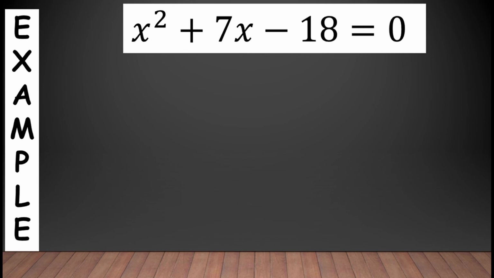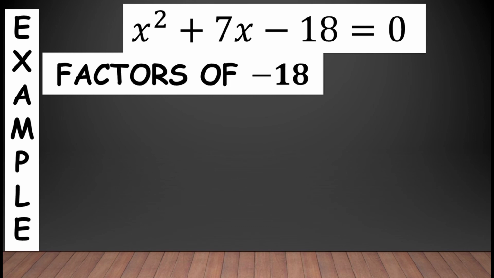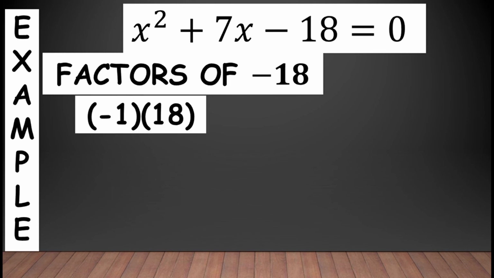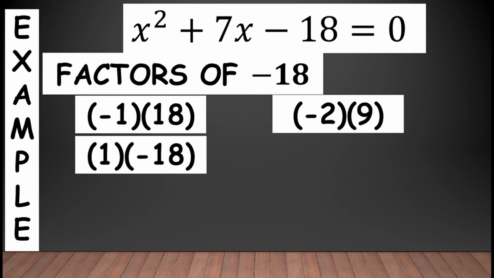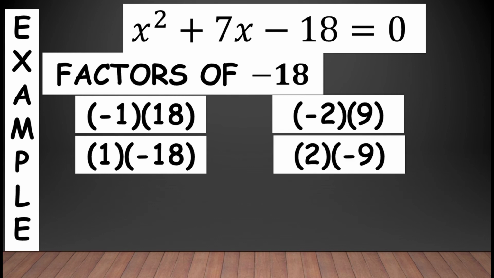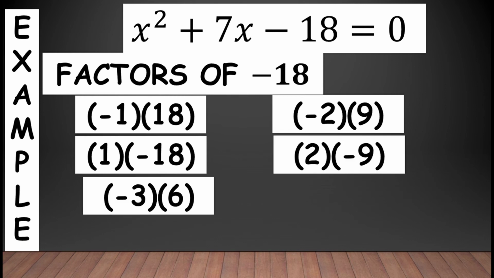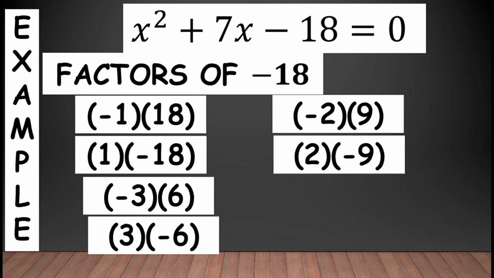The one that is in our constant term. So what are the possible factors of negative 18? We have negative 1 times 18, 1 times negative 18, negative 2 times 9, 2 times negative 9, negative 3 times 6, and 3 times negative 6. Out of these 6 pairs of factors, which of them will satisfy our original equation? So for us to determine the possible factors, let us get the sum of these factors.